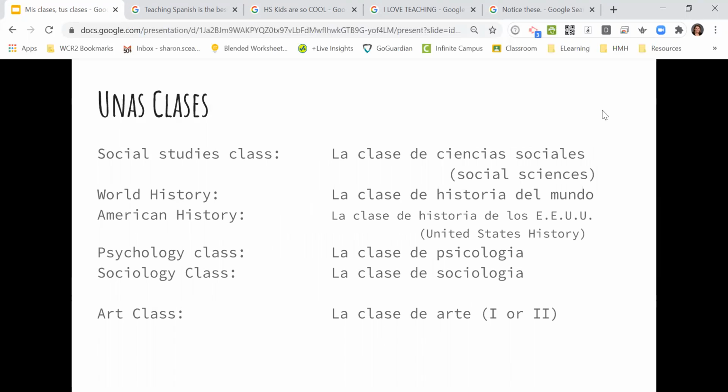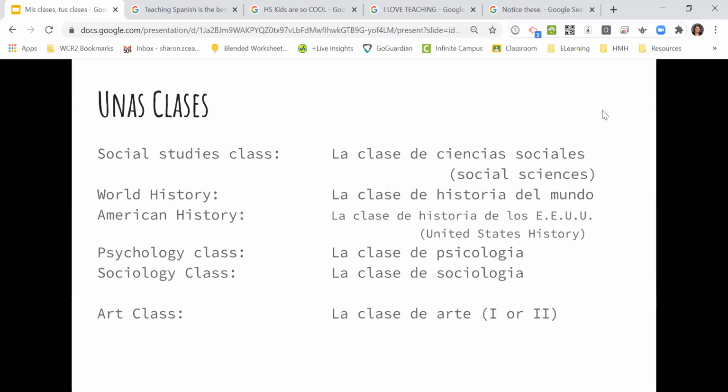For social studies, we have la clase de ciencias sociales, which is really social sciences. And then for world history, la clase de historia del mundo. And American history, it's really going to be United States history. So it'd be la clase de historia de los Estados Unidos, or de los AAUU. La clase de historia de los Estados Unidos, or AAUU, United States history.